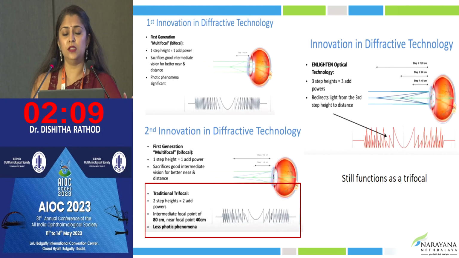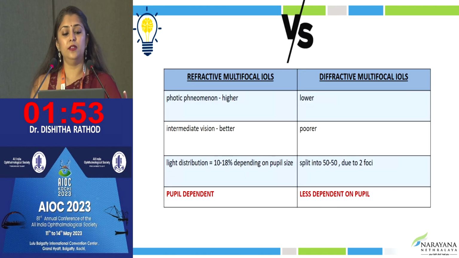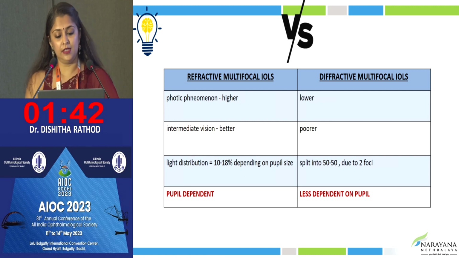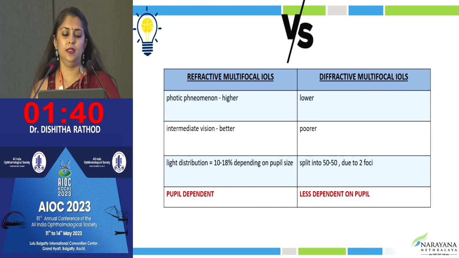So, looking at how this technology has progressed, initially it was a bifocal design with just two serrations, as you can see, and it has progressed to the point where we have a three-step height, and this functions as a trifocal IOL. When we compare the refractive and diffractive IOLs, refractive multifocal IOLs are pupil dependent. They have higher photic phenomena but do better for intermediate vision. However, diffractive IOLs are less pupil dependent and have lesser photic phenomena.